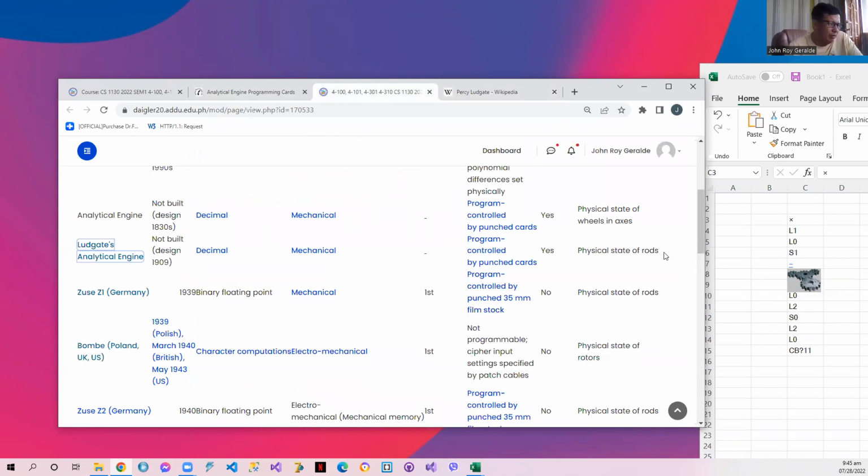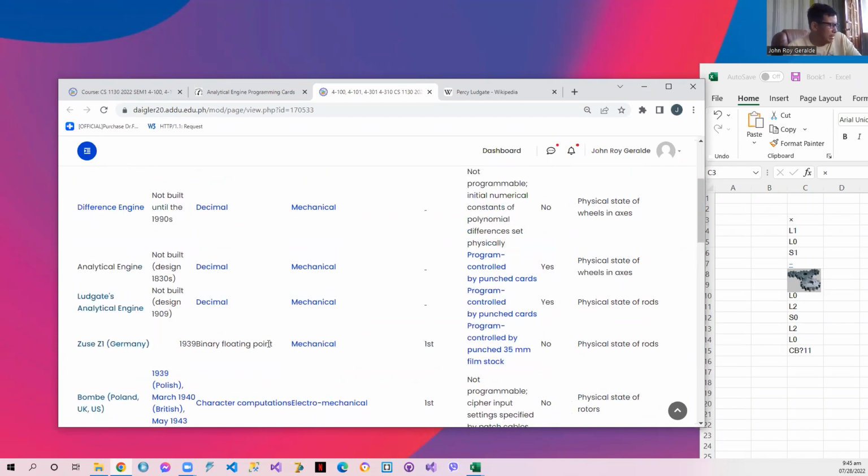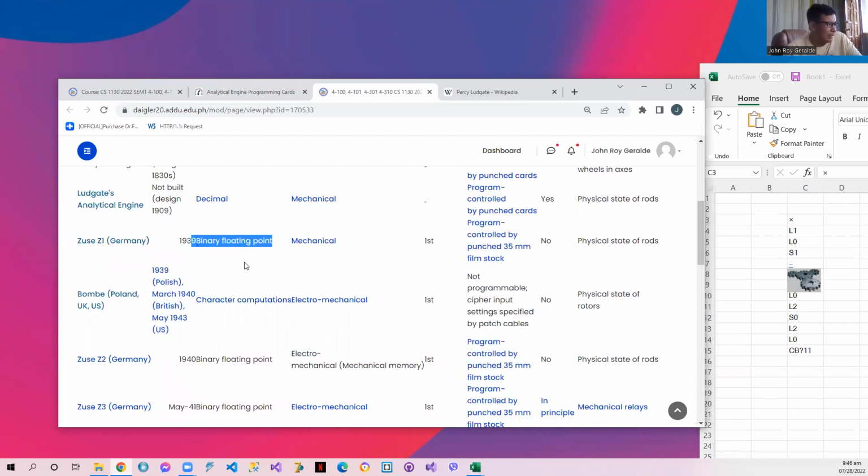One of the notable improvements was the use of the physical state of rods. They are magnetic rods, whether they're magnetized or not. In 1939, at the start of the World War, Konrad Zuse from Germany invented the Z1. The Z1 was the first mechanical computer based on binary numbers. Do you follow? And much more than that, it was not binary fixed point, but really binary floating point representation. We will talk about that later in one of our lectures, floating point and fixed point representation.